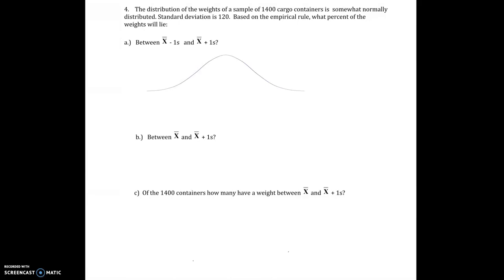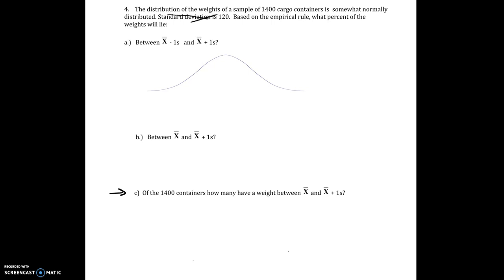So this looks at another type of question that we could have related to using the empirical rule. We know the distribution of weights for a sample of 1,400 cargo containers is somewhat normally distributed. The standard deviation is 120. Based on the empirical rule, the question we want to ask ourselves is, of the 1,400 containers, how many will have a weight between the mean and the mean plus one standard deviation.